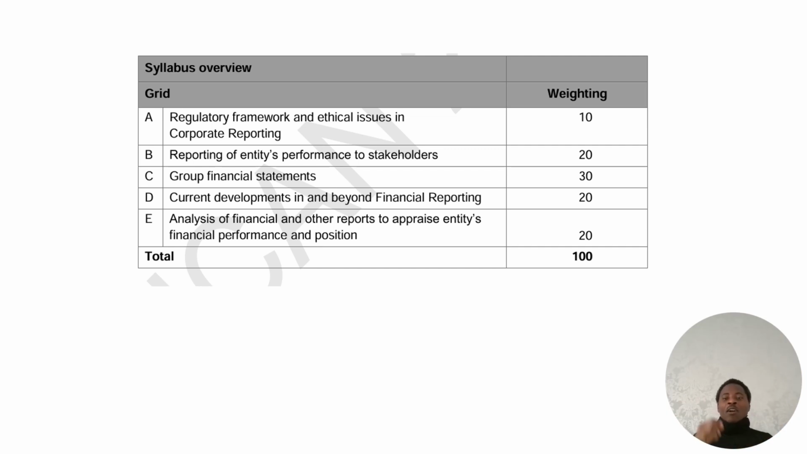Hi. Corporate reporting. If you find yourself at this stage for corporate reporting, you know that you are already a big man in the finance world, or you are becoming. Okay?